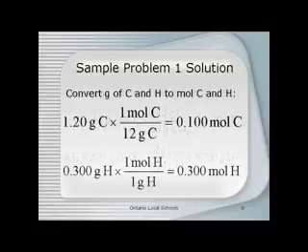Now that we have the grams, or masses, of carbon and hydrogen, we can convert them to moles. So we'll take our 1.20 grams of carbon and multiply it times the equality, or our conversion factor, that has 1 mole of carbon on top, the unit we're going to, over 12 grams of carbon on the bottom, which is the mass of carbon in 1 mole. That you get off your periodic table. When we do that, we find that we have 0.100 moles of carbon.